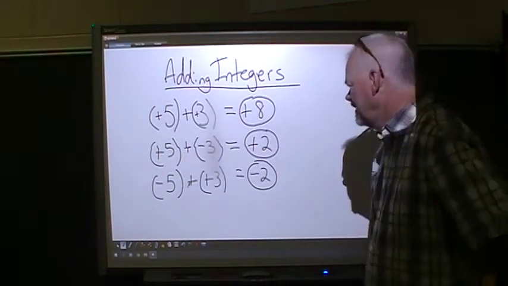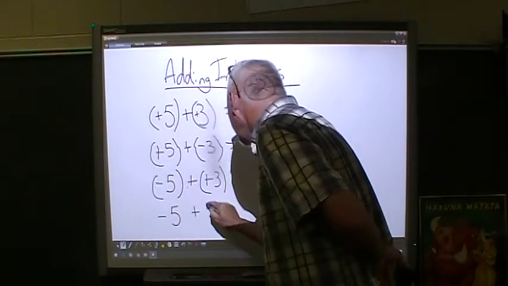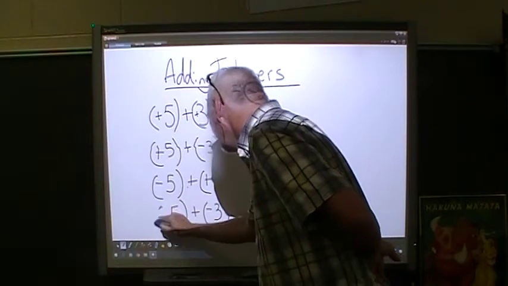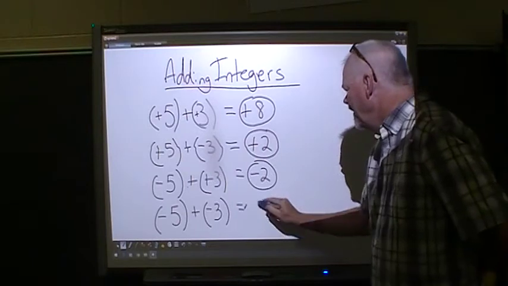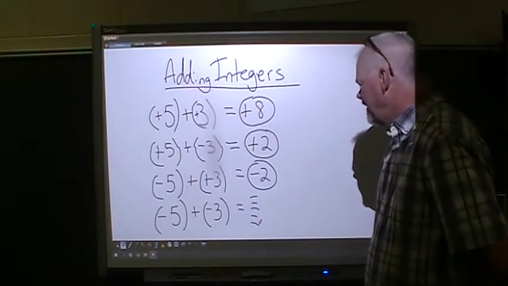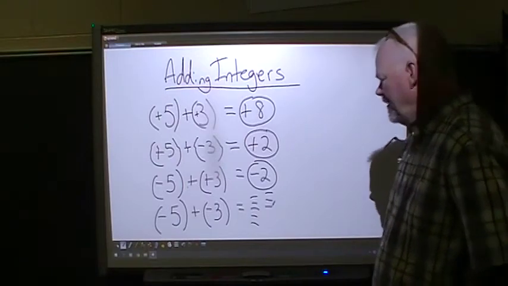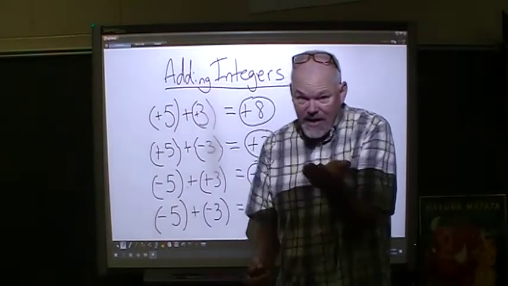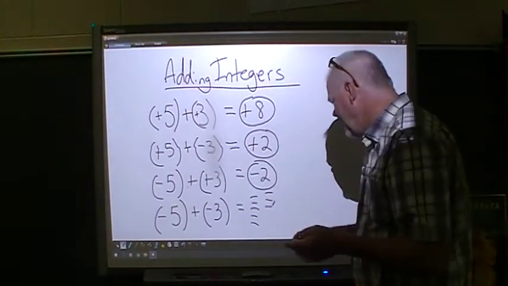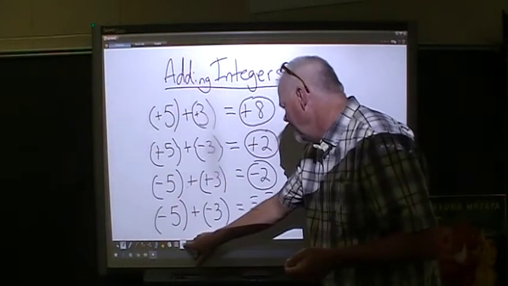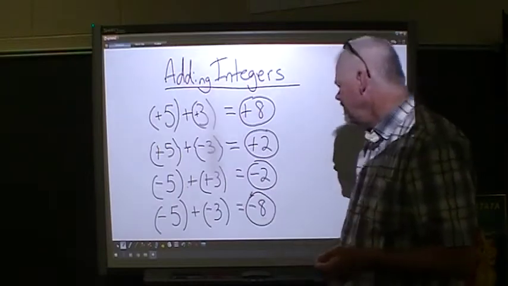One last one here. Let's do 2 negatives. A negative 5 plus a negative 3. So let's model this guy. We got 1, 2, 3, 4, 5 negatives. And we're adding 1, 2, 3 more negatives. All right? So think about it. I got 5 negatives in this end, and I got 3 negatives in this end. I'll put them together. Yeah, I got 8 negatives. That is negative 8.